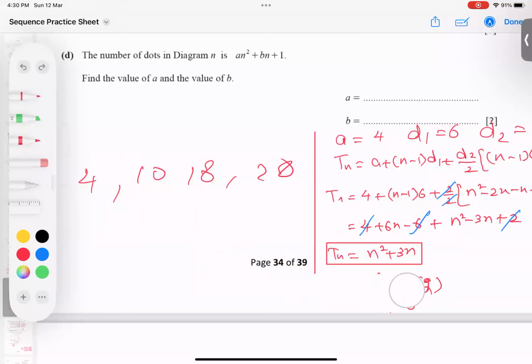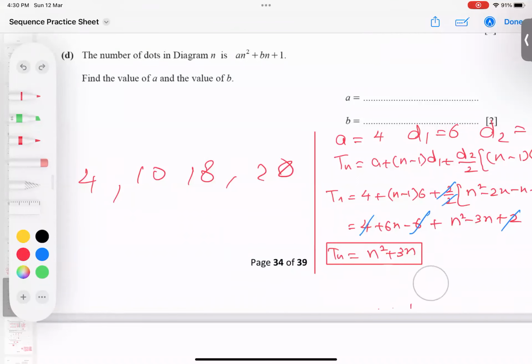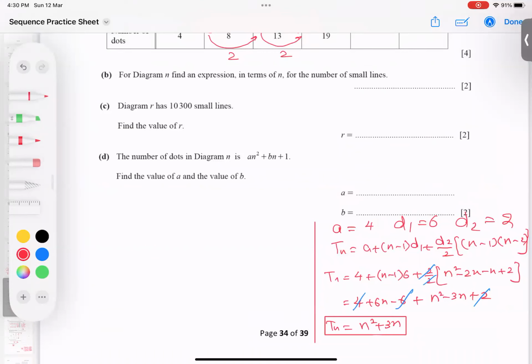Same approach: the third term is 18, I know that. If I replace every n by 3, let's see what happens. 3 to the power 2 is 9, 3 threes are 9, and 9 plus 9 is 18. I hope this concept worked okay, and we are done. So the nth term, I got it: Tn equals n to the power 2 plus 3n.